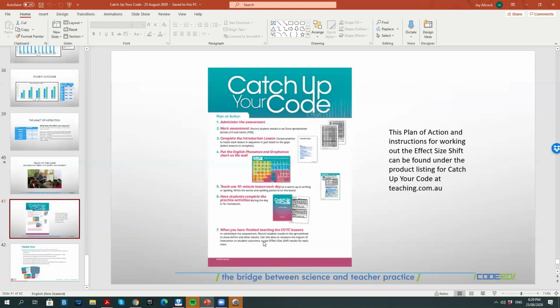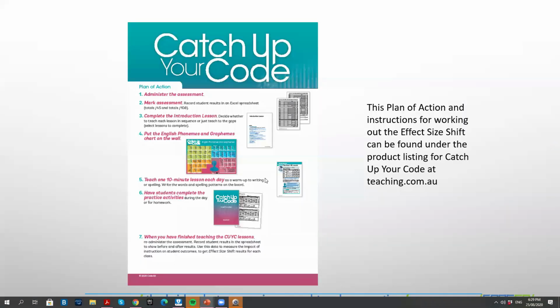So just back to our plan of action: administer the assessment, mark it, do the introductory lesson, put your chart on the wall, decide, am I going to teach every lesson or just some lessons? Use it as a warm-up to writing. Make sure your students complete the practice activities. They don't take very long. And when you finish teaching, redo the assessment and measure the impact that you've made on your students. So I've just about got to the end and I don't know whether we've got questions.